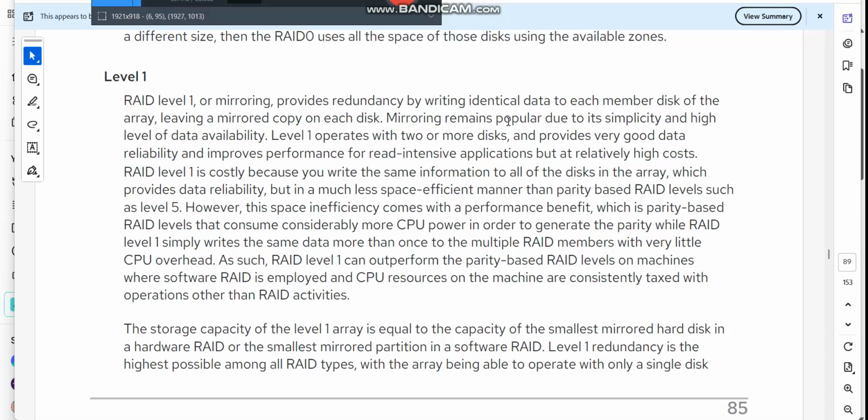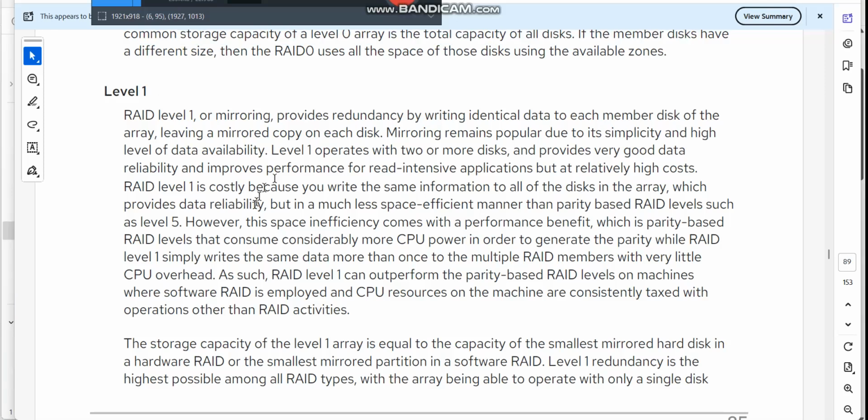RAID level 1 is costly because you write the same information to all of the disks in the array, which provides data reliability but in a much less space-efficient manner than parity-based RAID levels such as level 5. However, this space inefficiency comes with a performance benefit: parity-based RAID levels consume considerably more CPU power in order to generate the parity, while RAID level 1 simply writes the same data more than once to the multiple RAID members with very little CPU overhead.